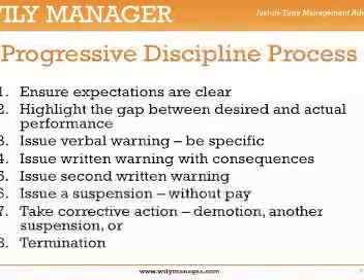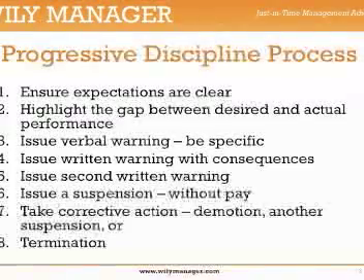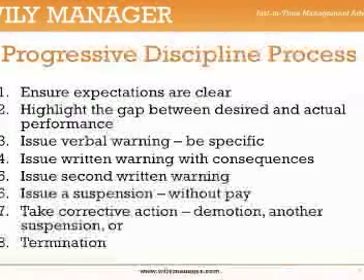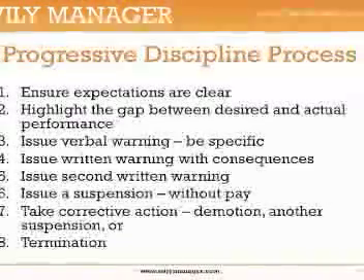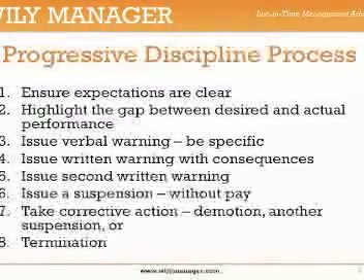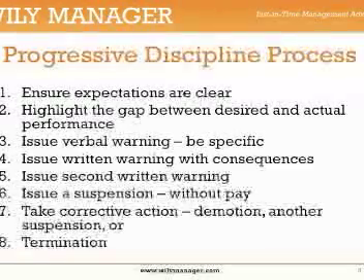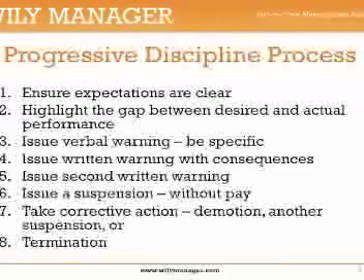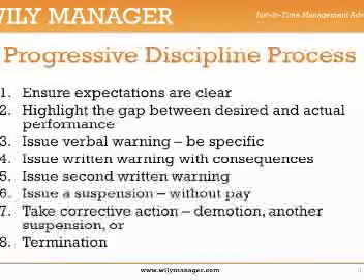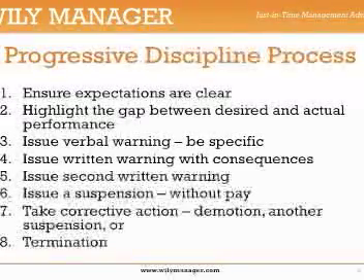Again, it may depend on the nature of the infraction. For example, if somebody goes postal, you may want to fire them immediately and just skip right to step 8. But nevertheless, if you're going through all these, this is what it could look like. Step number 6 is issue a suspension. And again, we'll talk about issuing suspensions with and without pay and why you might want to do one of those two things or another. Number 7 is taking corrective action, which could be a demotion or another suspension or a variety of other things.